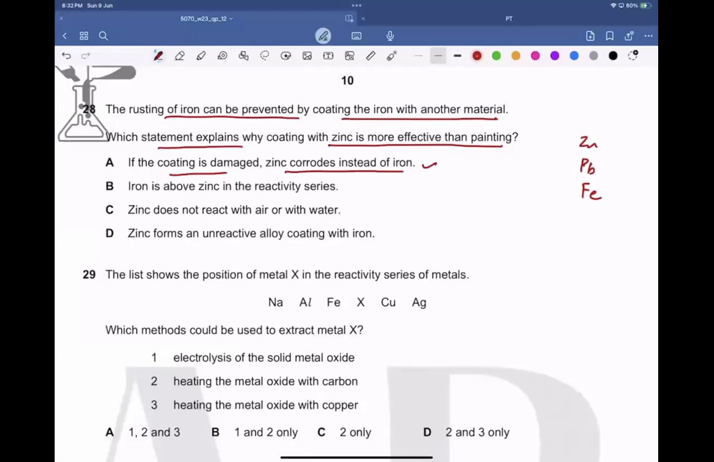Now, question number 29. The list shows the position of a metal X in the reactivity series of metals. Okay. Which method could be used to extract the metal X? So if you see metal X, it's below iron and above copper.